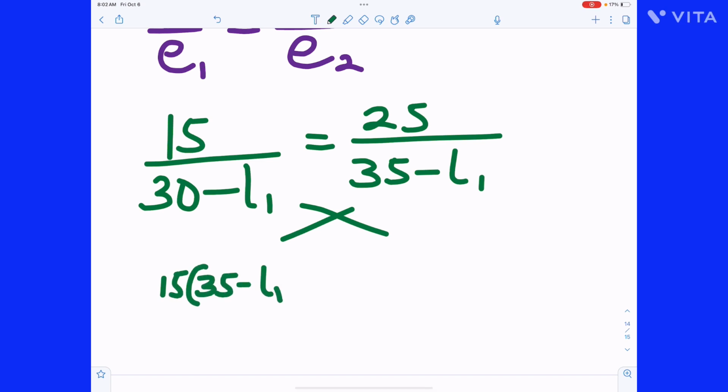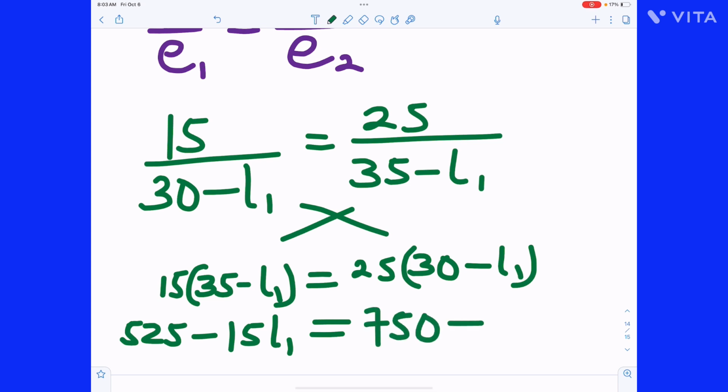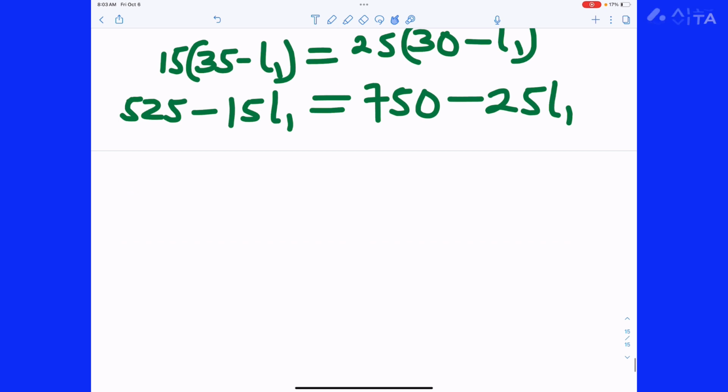15 times 35 minus L1. Number 9 is just exactly like numbers 6, 7, and 8. 15 times 35 minus L1 is 25 times 30 minus L1. So let me use my calculator here. What does that give us? We'll get 15 times 35, 525. So 525 minus 15 L1 is equal to 750 minus 25 L1, since 25 times 30 is 750.